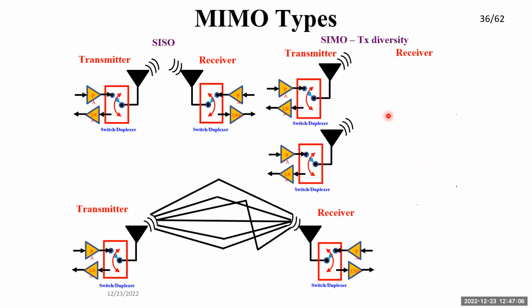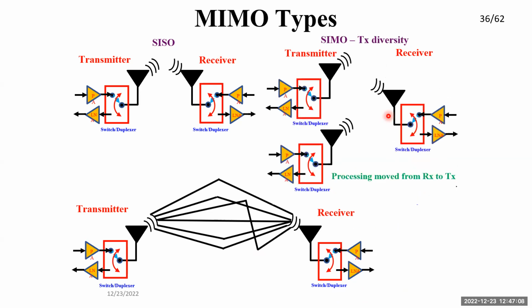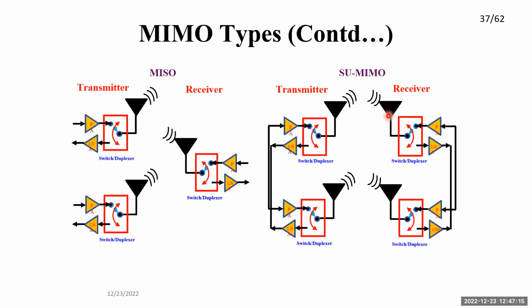Then TX diversity: you have a transmitter with two antennas, and the receiver will have one antenna but receive both copies and then decide which one is best. Next, we will have multiple input, single output. Similarly, single user and multi user MIMO, for example.